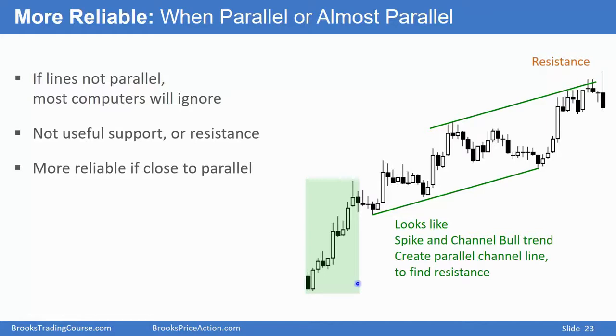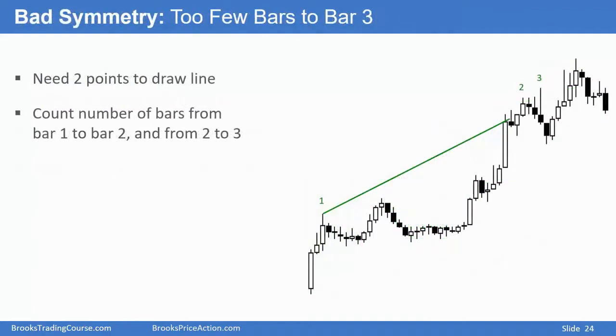Resistance at the top of the channel, the market repeatedly is trying to break above it and failing. Again, you need 2 points to draw a line. And here we have possible 2 points, 1 and then 2 or 2. And then maybe this is 2. So maybe it's 1 and 2. And then maybe this is bar 3, the third point.